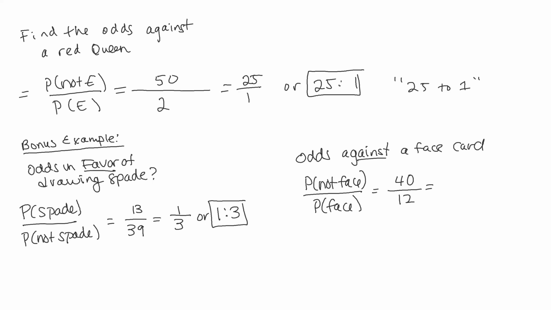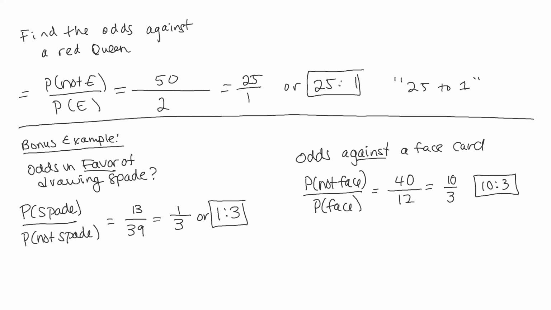So we would take that 40 ways to not draw a face card, 12 ways to draw a face card. You would reduce this to 10 over 3. Both 40 and 12 are divisible by 4. So we would say 10 to 3. So for every 10 cards that are not faces, there are 3 cards that are. Okay. So again, you've got a couple of bonus examples here to understand odds in favor versus odds against. Okay. Let's do a couple more examples.